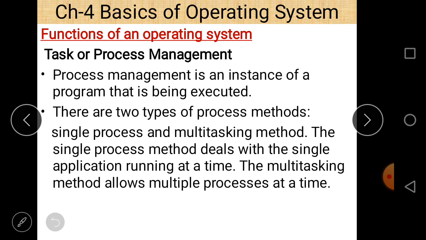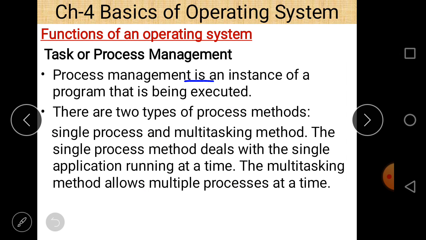Next is task or process management. A process, as I told you, is nothing but a program in execution. When we compare it with a program, always remember that a program is a passive entity while a process is an active entity. So process management is also done by our operating system. A process is an instance of a program that is being executed.